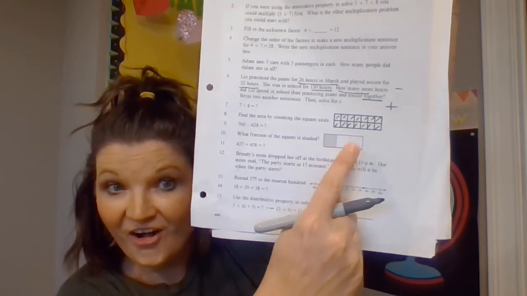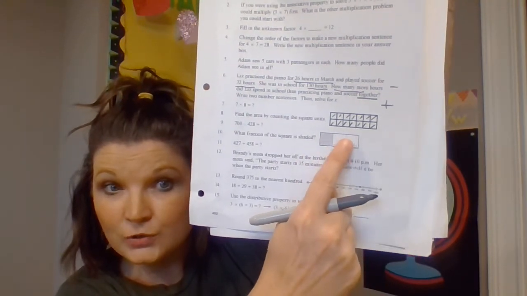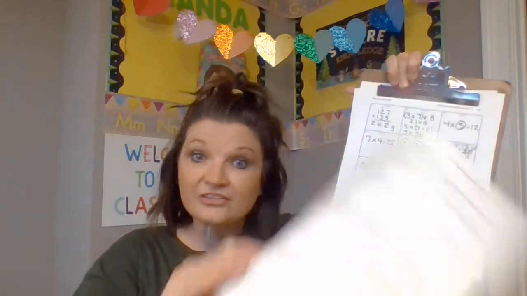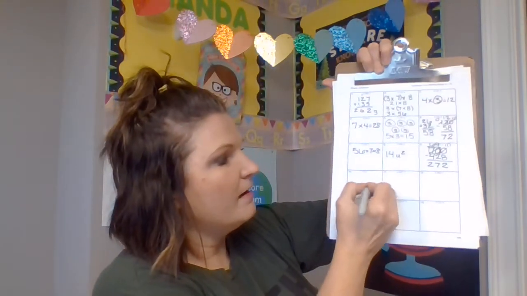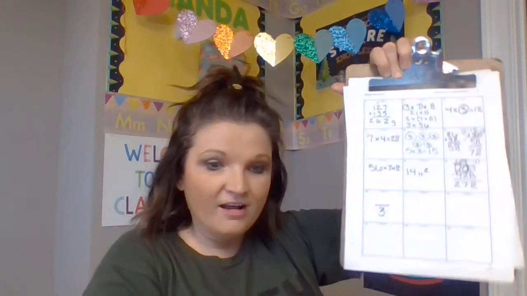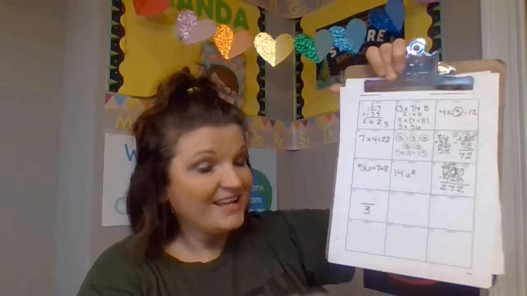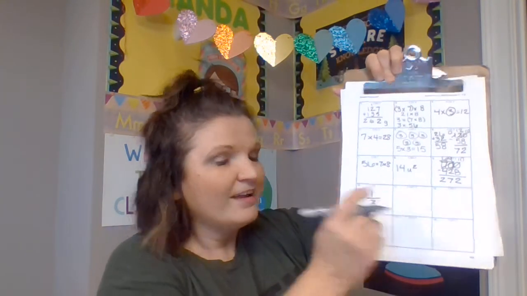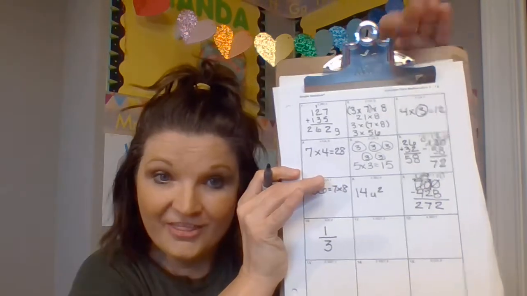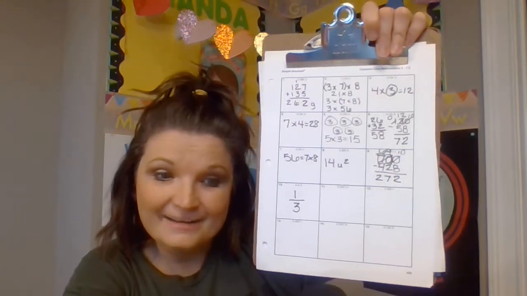Number 10. What fraction of the square is shaded? Well, I always look at how many parts there are in all, and there are 1, 2, 3 parts in all, so that's going to be my denominator. 3 parts in all, and out of those 3 parts, 1 part is shaded, so 1/3 is shaded.